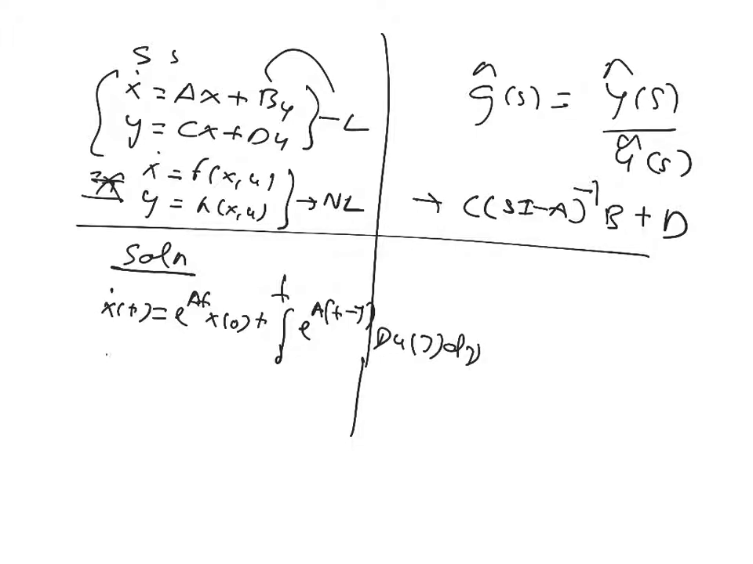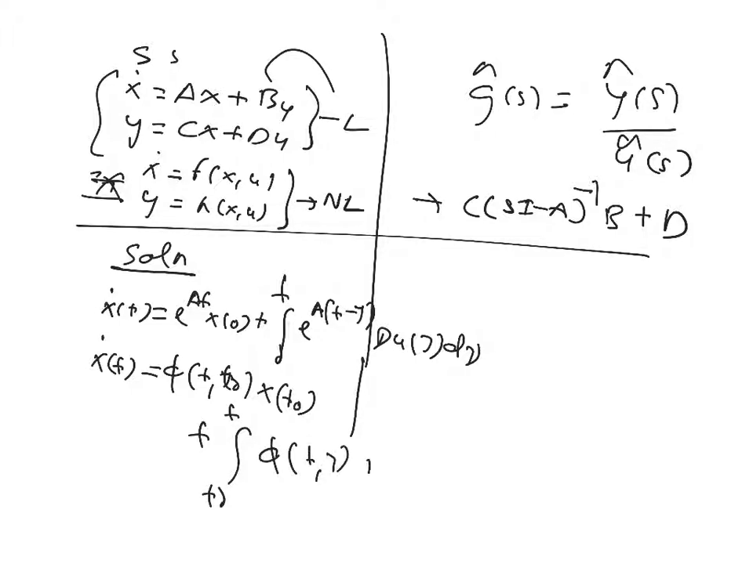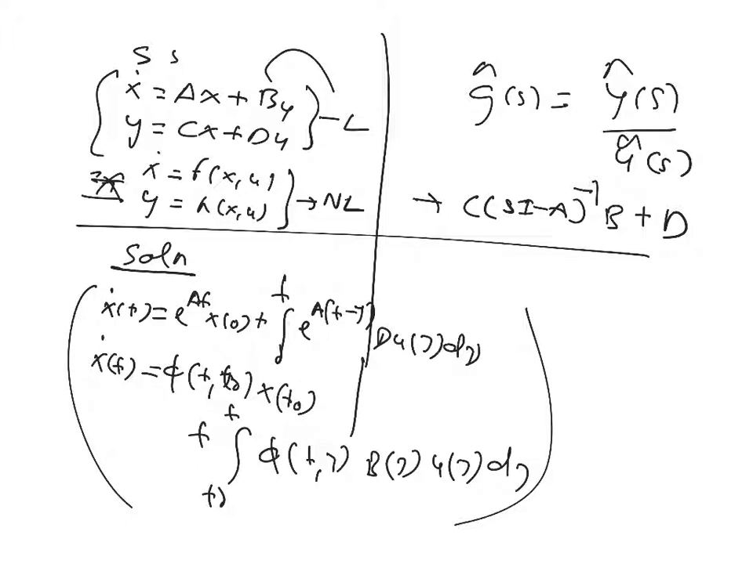plus the integral from 0 to t of e to the power A(t minus tau) B u(tau) d tau, right? And the general solution is phi(t, t0) x(t0) plus the integral from t0 to t of phi(t, tau) B(tau) u(tau) d tau, right? So what did we learn from finding the solution? That you need matrix exponentials for a linear time invariant system, and state transition matrices for a time varying system, right?